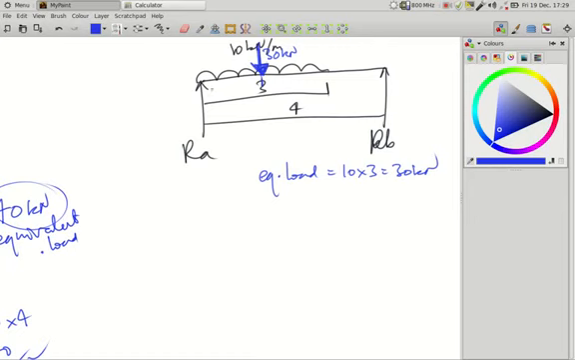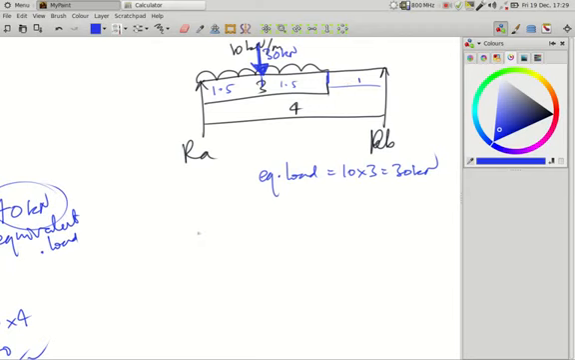So that's acting centrally to there, which means it's 1.5 metres from there, and 1.5 metres from the other end there. But there's still a further metre to go there, because that's 3 metres and that's 4 metres in total.